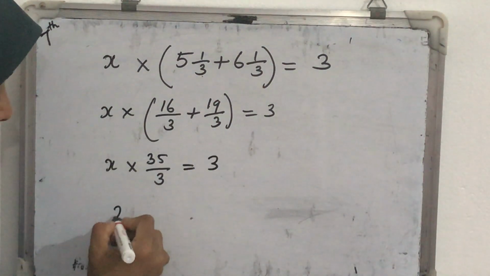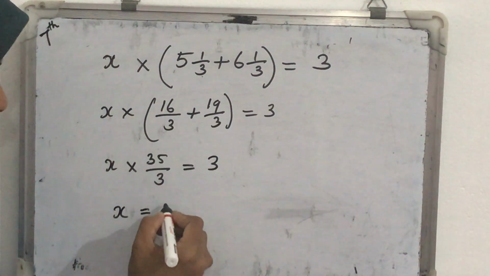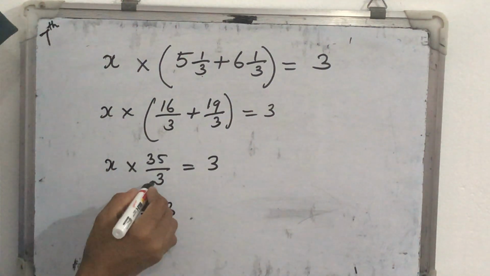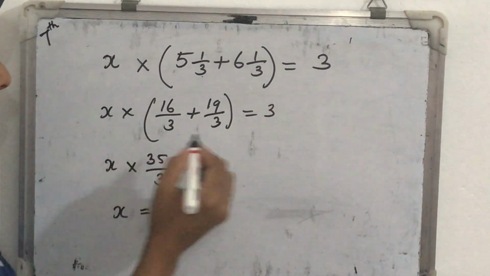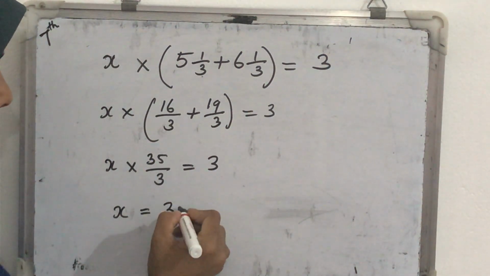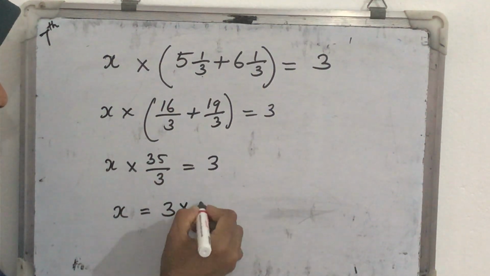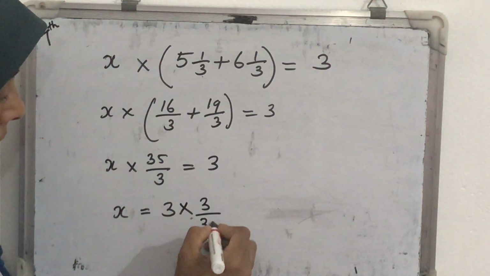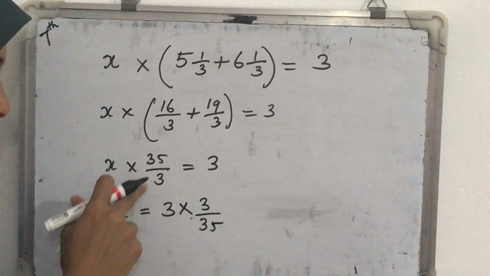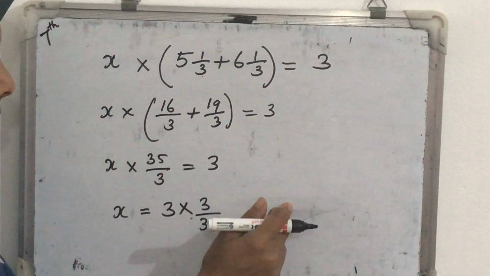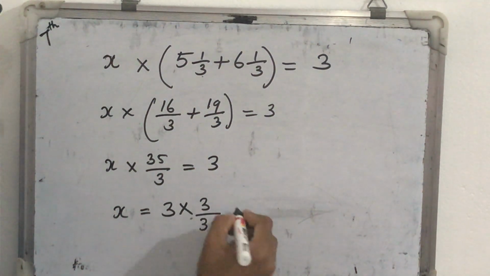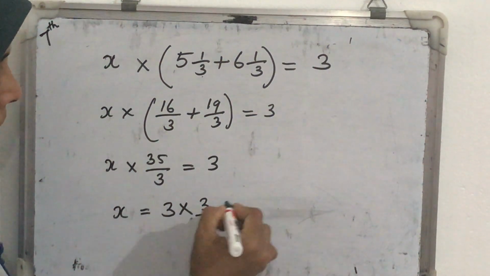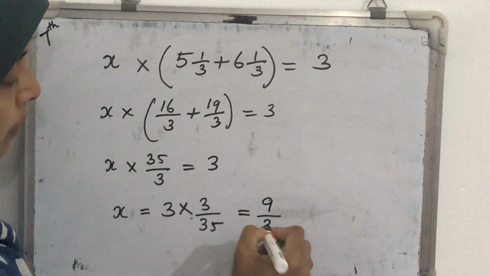Then what will be the value of x? Therefore x equals 3 multiplied by the reciprocal of 35 by 3. When we move it to the right side, its reciprocal will be multiplied. So 3 by 35. What will be the answer here? Any common factors? No common factors, so directly multiply the numerators. 3 into 3, 9. 9 by 35.